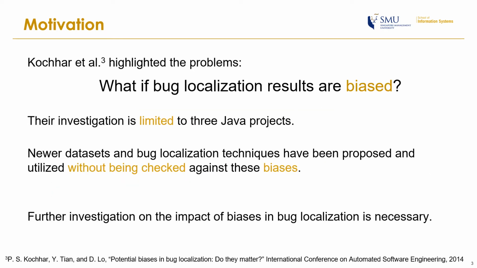In 2014, Kochhar et al. highlighted the problems that exist in bug report datasets that are used to evaluate bug localization techniques. This highlights the potential biases in bug localization. However, their investigation is limited to 3 Java projects. Moreover, newer datasets and bug localization techniques have been proposed and utilized without being checked against these 3 biases. It is unknown whether the newer datasets and techniques are affected by the biases. Thus, further investigation on the impact of biases in bug localization is necessary.